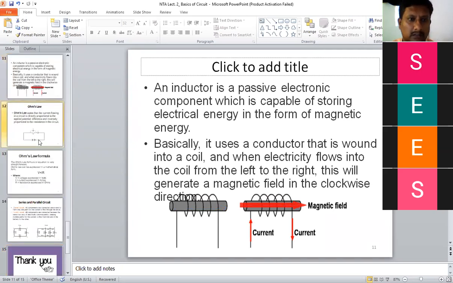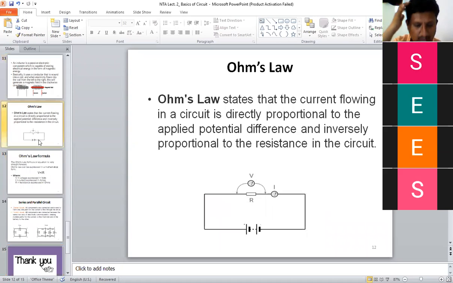So next point, Ohm's law. Does anyone know Ohm's law? Within one line. V equal to IR. Yes. So whenever any law is there, you should try to understand the concept. Even though you cannot state the law in a sentence correctly, at least you should know what it says.